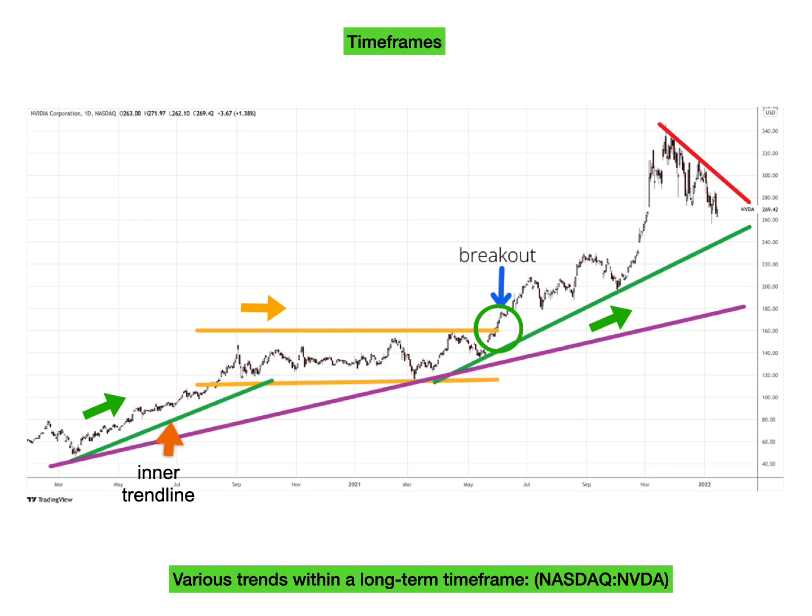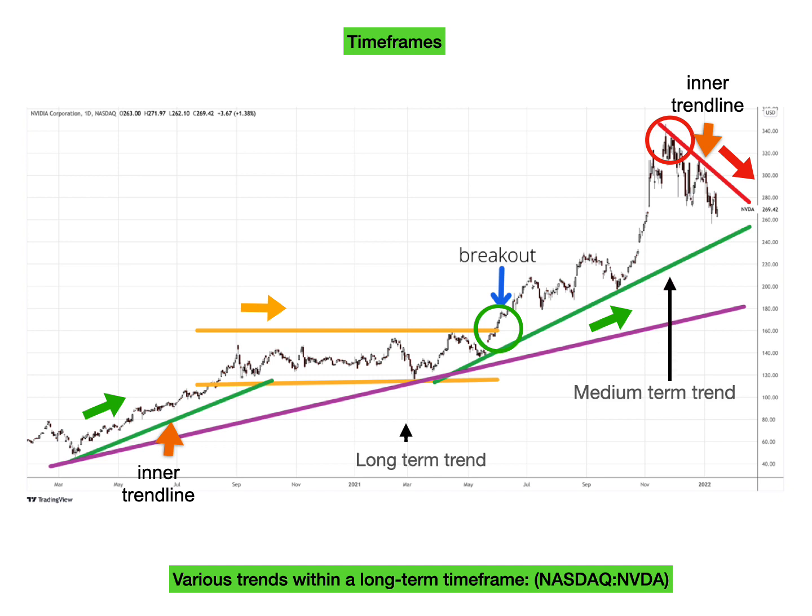Price peaked on December 2021. You can see that red circle on top, and then entered a short-term downtrend shown by the red line. So the red line is an inner trend line. Even if the short-term trend is down, the medium trend shown by the green line and the long-term trend shown by the violet line is still moving upward.